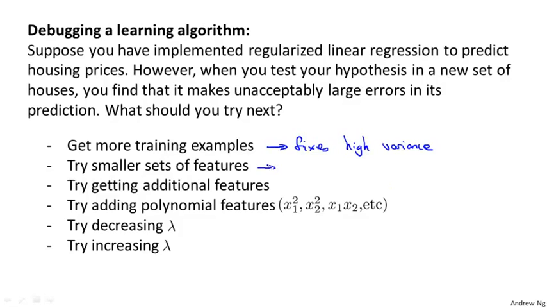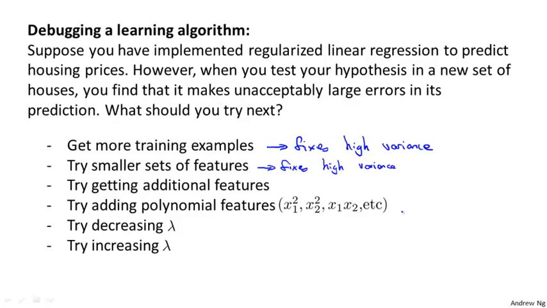How about trying a smaller set of features? Well, trying a smaller set of features, that's again something that fixes high variance. In other words, if you figure out by looking at learning curves or something else that you instead have a high bias problem, then for goodness sakes, don't waste your time trying to carefully select out a smaller set of features to use, because if you have a high bias problem, using fewer features is not going to help. Whereas in contrast, if you figure out that you have a high variance problem, then indeed trying to select out a smaller set of features might be a very good use of your time.